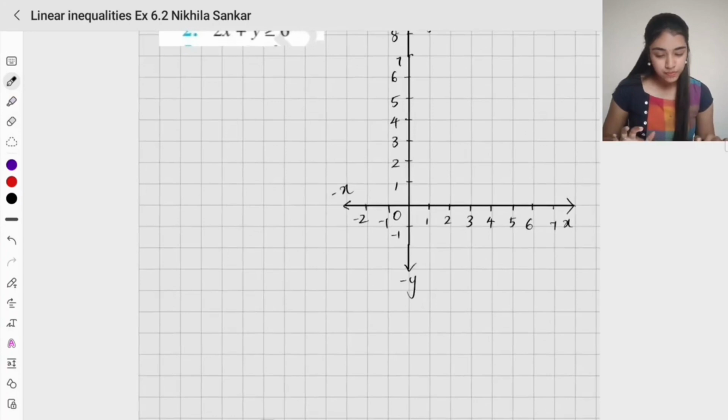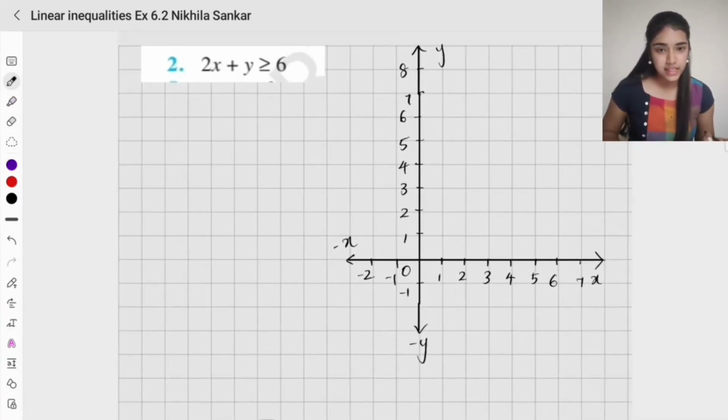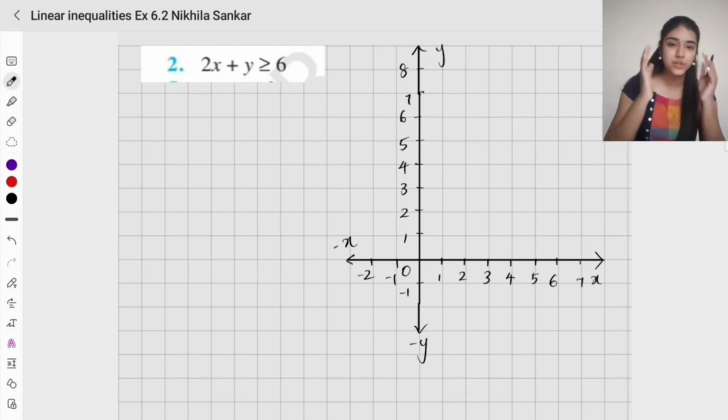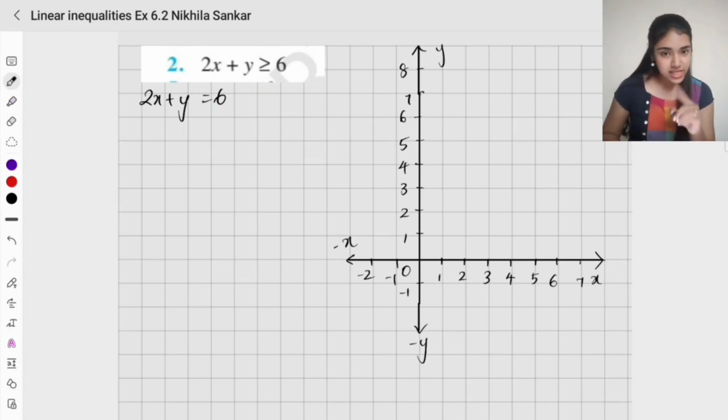Question number 2. So this whole exercise is going to be similar to this. So here I have a slack inequality. There is an equal to symbol, so we should not draw a dotted line, we should draw a thick line. All of this should be clear as soon as you see the first question. Okay. So now what is the first step? 2x plus y equals 6. I have written the equation. Now I have to write y in terms of x and x in terms of y.